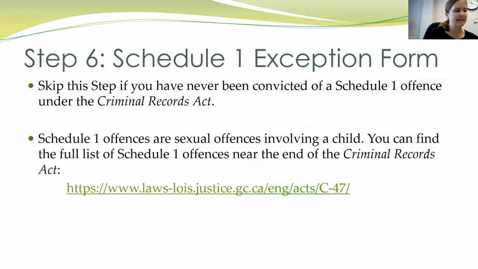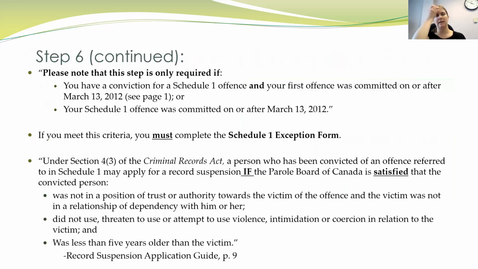All right, so step 6 is for Schedule 1 offenses under the Criminal Records Act. Schedule 1 offenses are sexual offenses involving a child. So if you've never been convicted of a Schedule 1 offense, you can skip this step. If you want to know the full list of Schedule 1 offenses, you can go to this link. That's the link to the Criminal Records Act, and it's just at the bottom is Schedule 1, and you'll see the full list. So basically, if you have committed a Schedule 1 offense, here are the instructions.